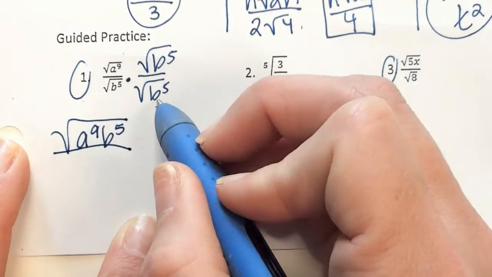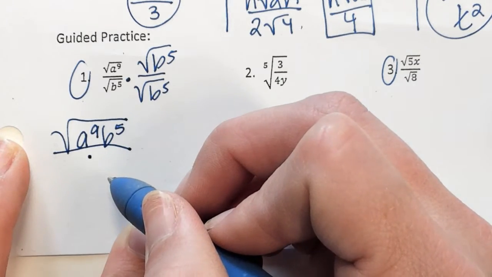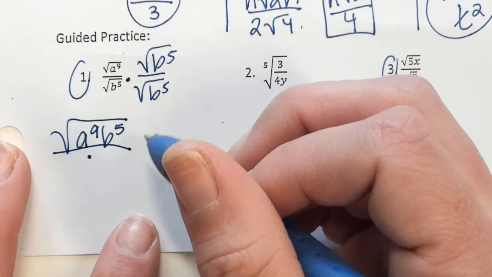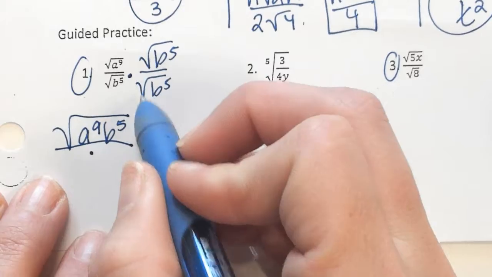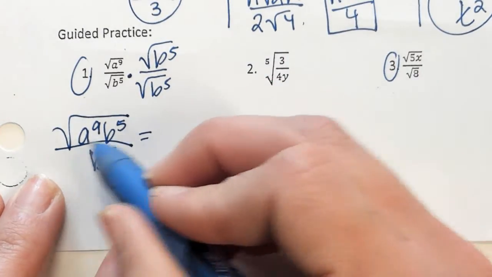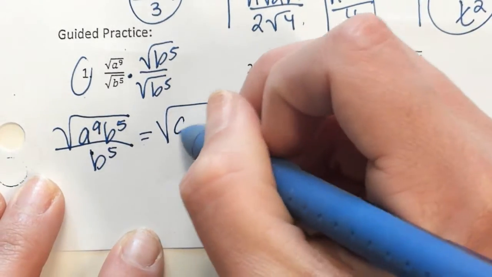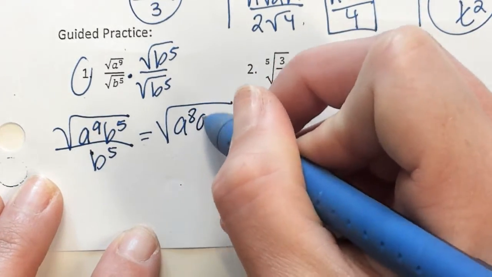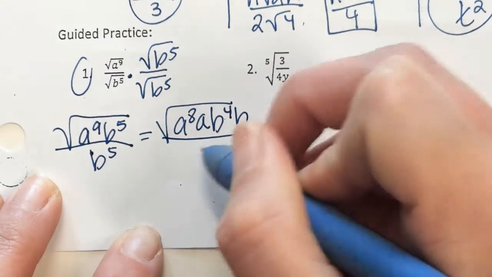What would happen on bottom? So I just get... What cancels here? Y'all are saying the whole thing cancels. Just the what cancels? The radical. So what's left on bottom? Yes. And then I just break this up. So I can break A to the 9th up into A to the 8th and A. And I can break this one up into B to the 4th and B.